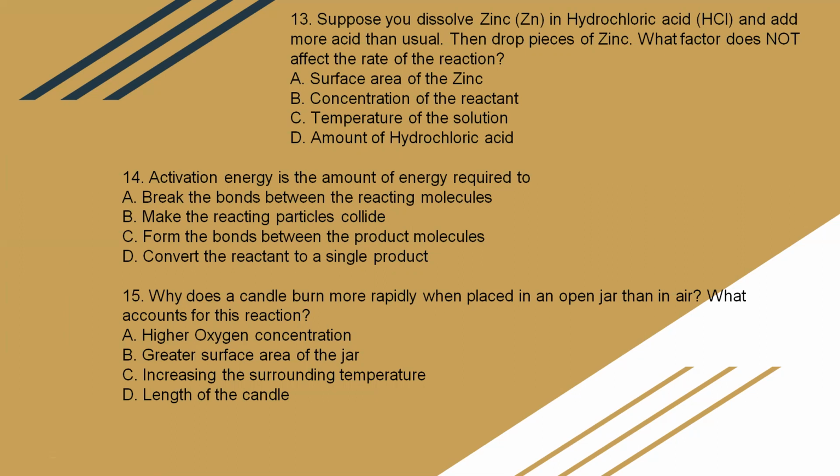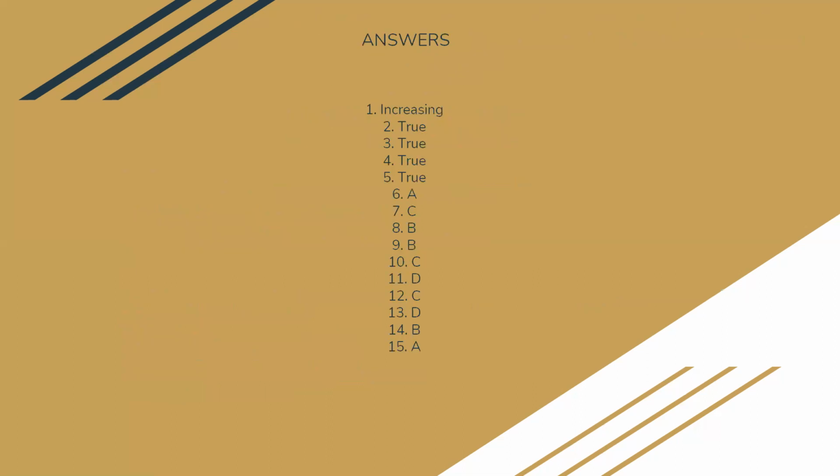Okay, so for our answers, number one is increasing. Number two, true. Three, true. Four, true. Five, true. 6A, 7C, 8B, 9B, 10C, 11D, 12C, 13D, 14B, 15A.